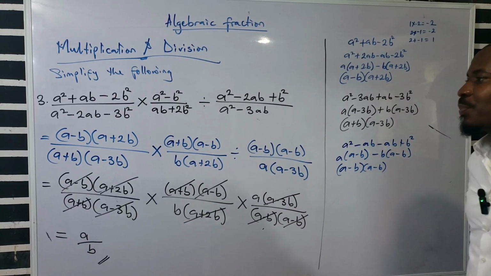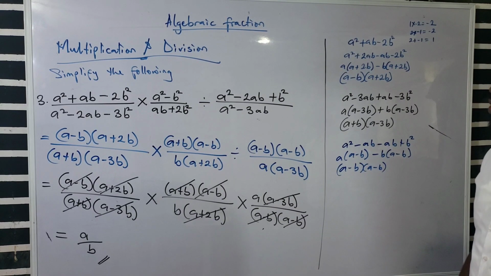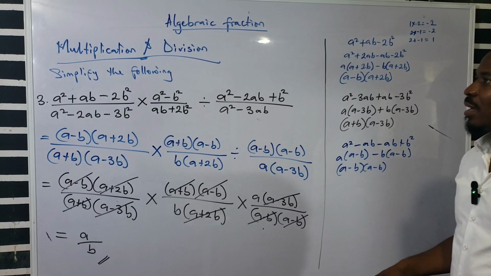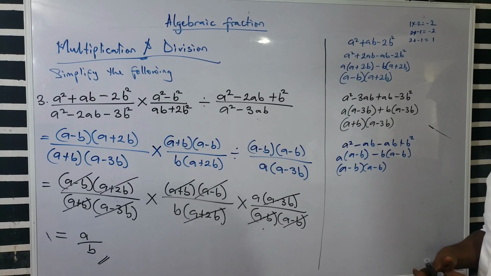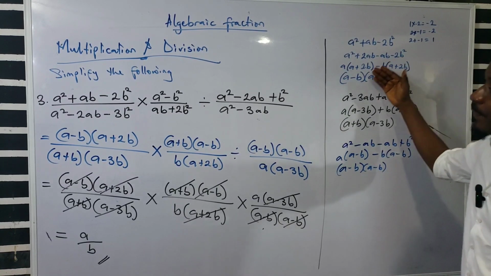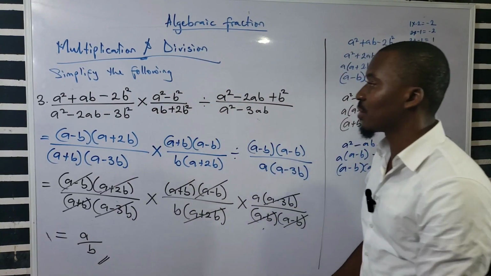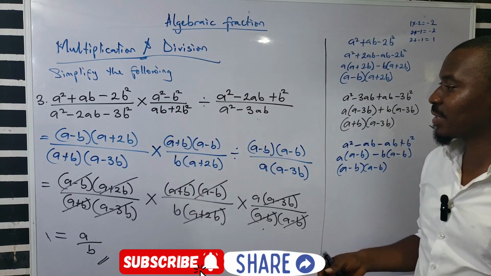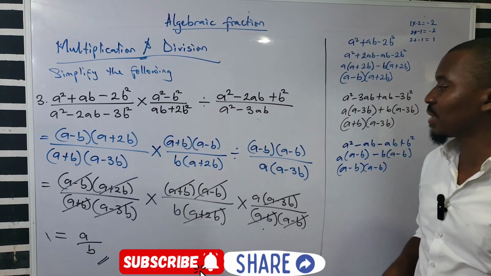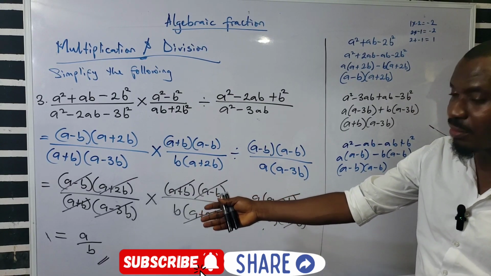So you can see how simple that is. The only thing that is needed in addition and multiplication and division of algebraic fractions is to be able to simplify or factorize all the expressions given. Immediately you can factorize all the expressions given, the next thing to do is to cancel out what needs to be cancelled out, and you have your result as simple as a over b.